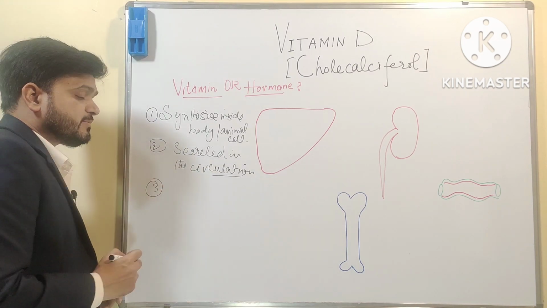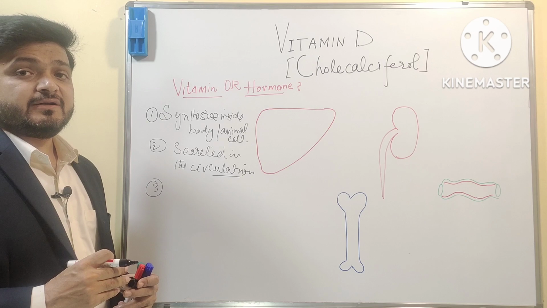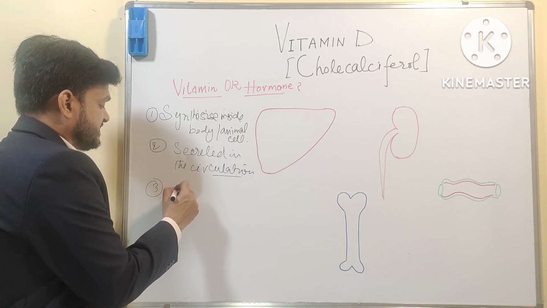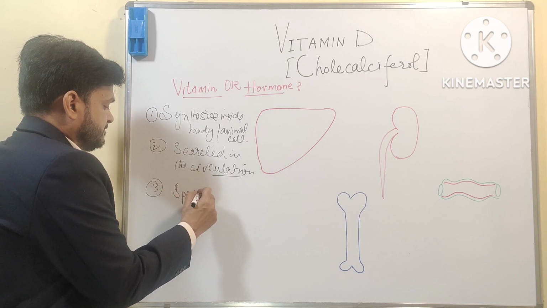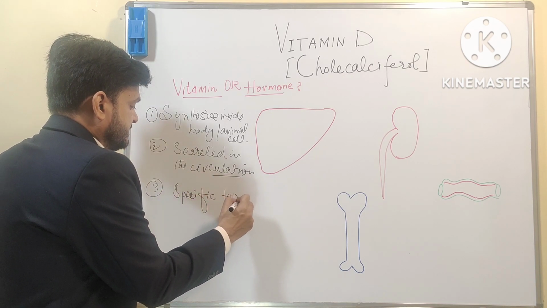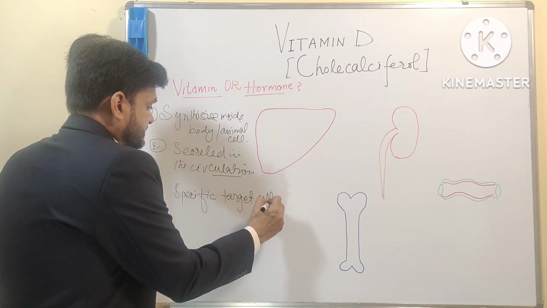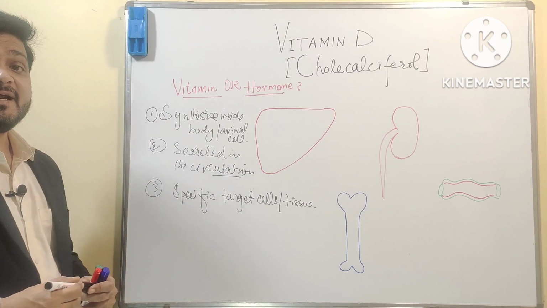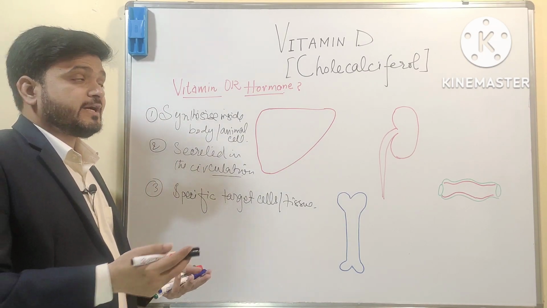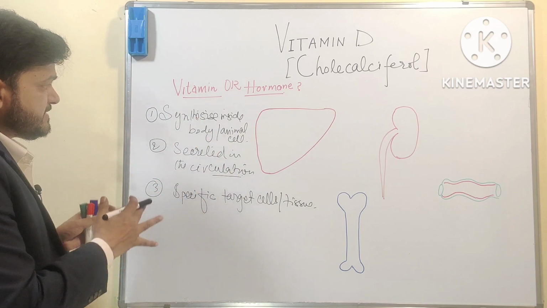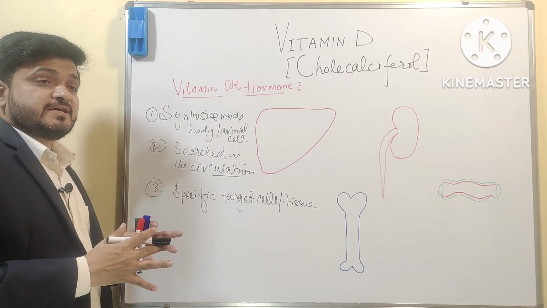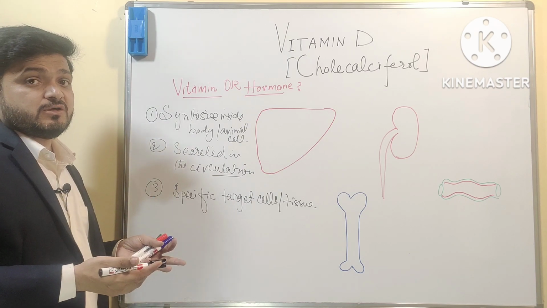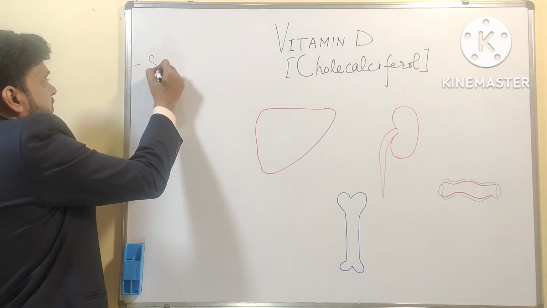And the third and most important similarity between vitamin D and a hormone is that it has a specific target cell or tissue, we can say. Again, it is a similarity between the hormone and vitamin D. So on the basis of these three points, we can say that vitamin D can be called a hormone. Vitamin D is nothing but a steroid hormone.